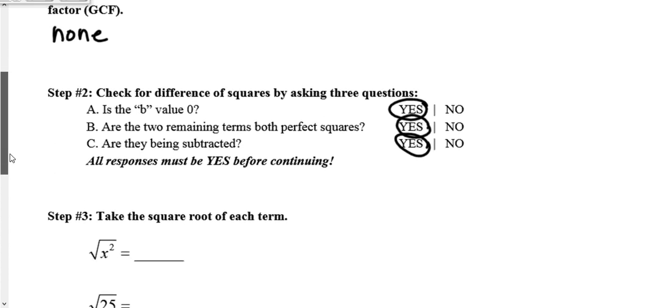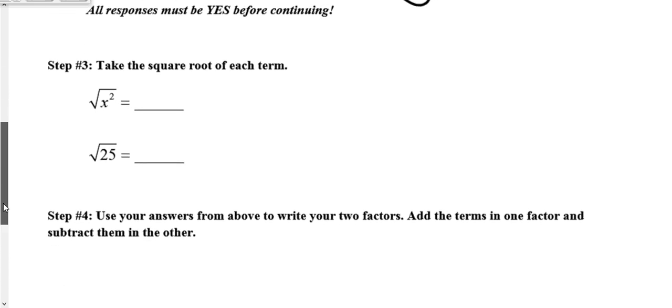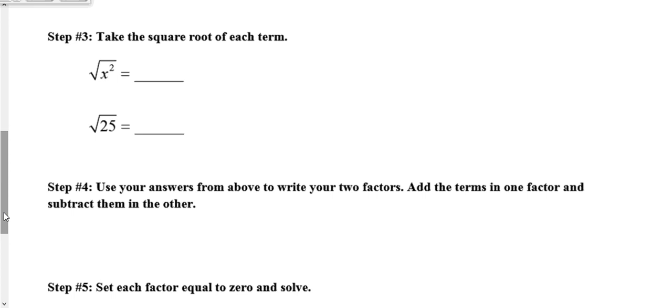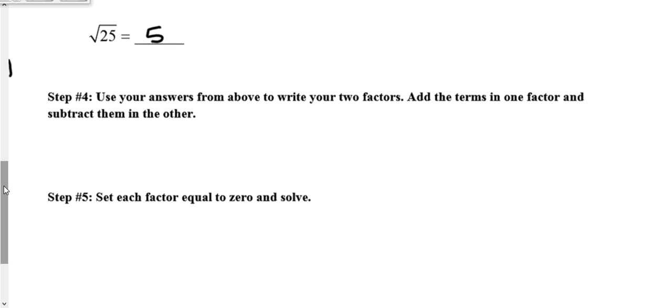So since it is the difference of squares, we're going to take the square root of each term. So remember we had an x squared and we had a 25. So the square root of x squared is x and the square root of 25 is 5. So then step 4 says use your answers from above to write your 2 factors. Add the terms in one factor and subtract them in the other. So we had x and 5, so we're going to do x plus 5 and x minus 5.